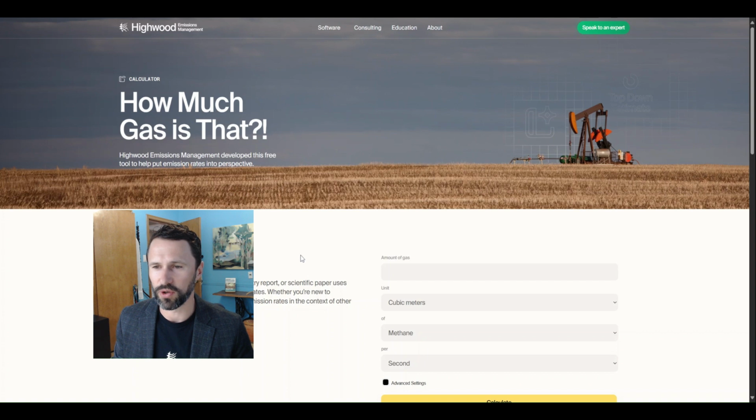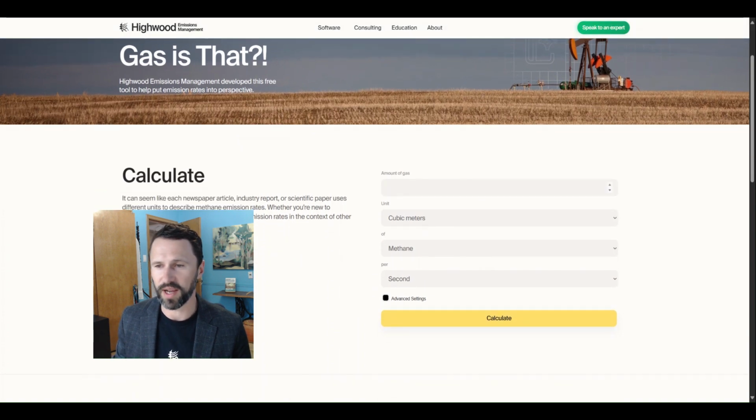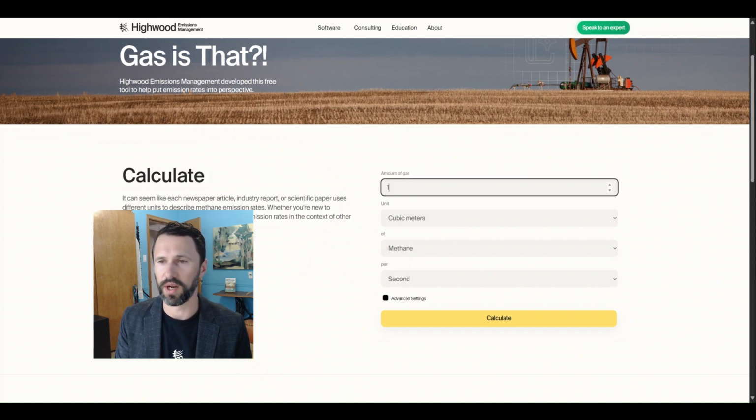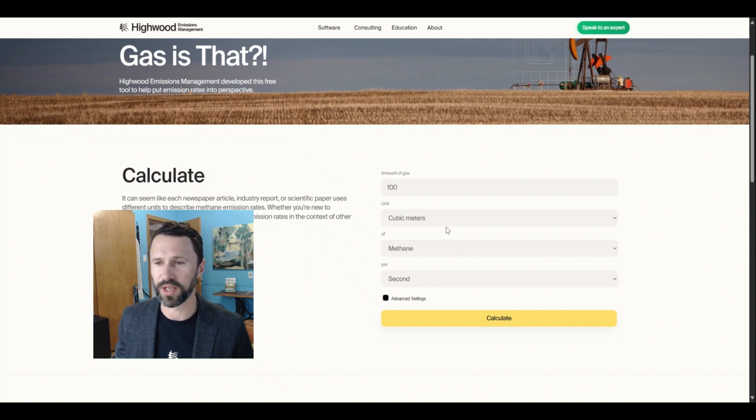So if you scroll down, you get to input any amount of gas. In this case, a lot of people are talking about super emitters these days, the super emitter response program. And super emitters are generally defined as emission rates of 100 kilograms per hour. But you may be asking, how much really is 100 kilograms per hour? All you have to do here is enter 100 for 100 kilograms per hour, change the unit to kilograms of methane per hour.